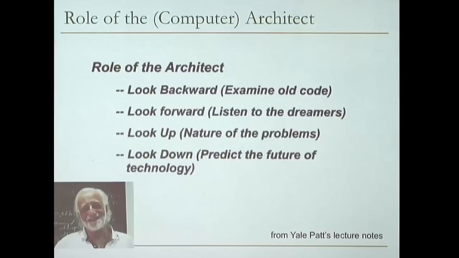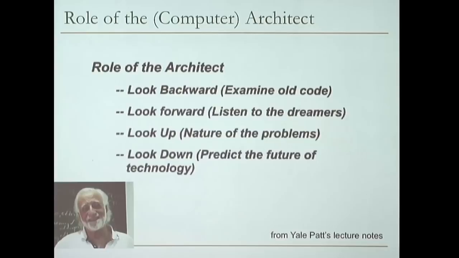So what's the role of the architect, according to Yale Patt? Well, you need to do everything, basically. You need to have eyes everywhere. You need to look backward. You need to examine old code, understand what's happened before. You need to look forward. Forward meaning you need to anticipate the applications that are coming into the future.